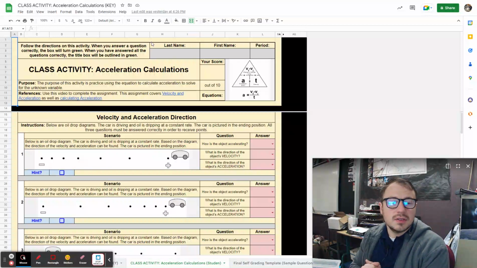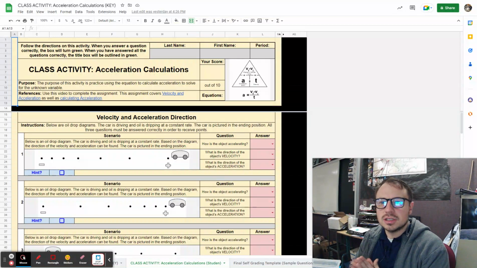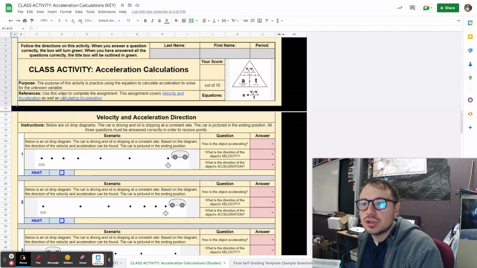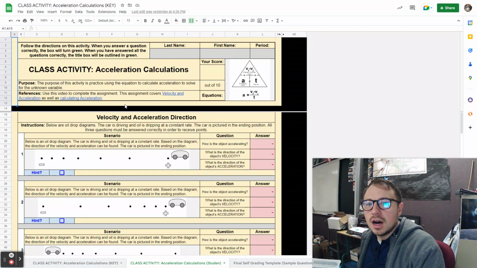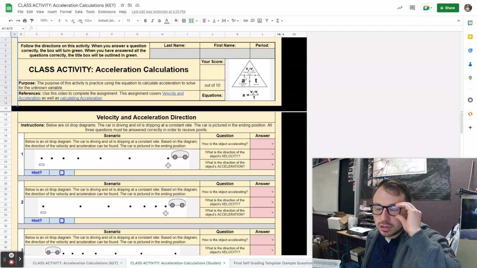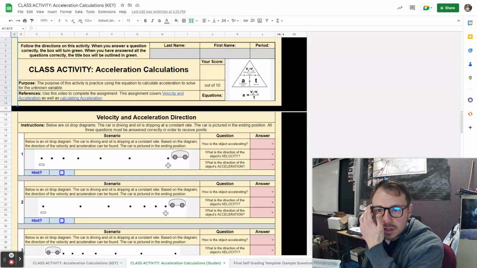This is the class activity for acceleration calculations. The purpose of this activity is to practice using the equations to calculate acceleration to solve for the unknown variable. You can see here there's the equation to find acceleration and the acceleration triangle. So there are references. Of course, there's going to be this video.